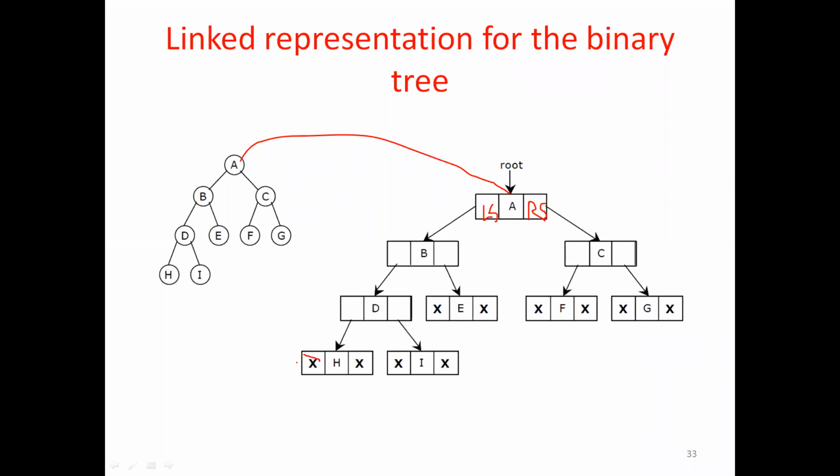Once I know this is a leaf node, because a leaf node does not have any child element, I'm making the left subtree and right subtree null values. If you are not having a null value, it means that some address is stored. It means that it is pointing to some other node.